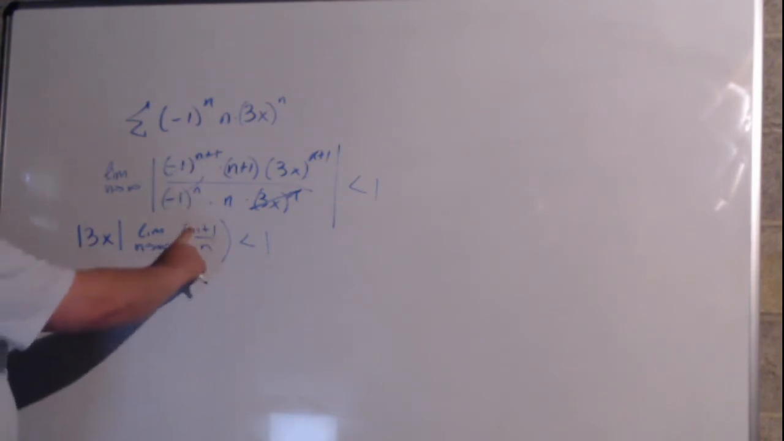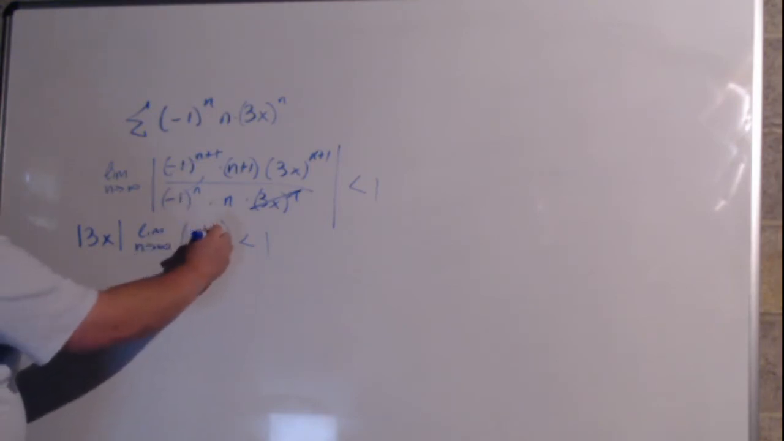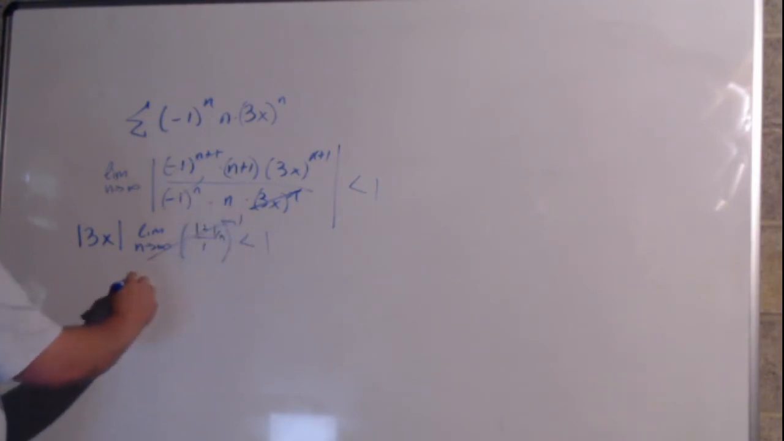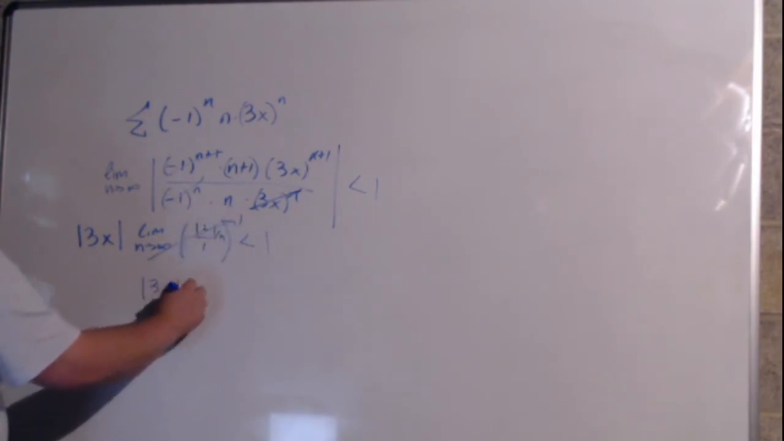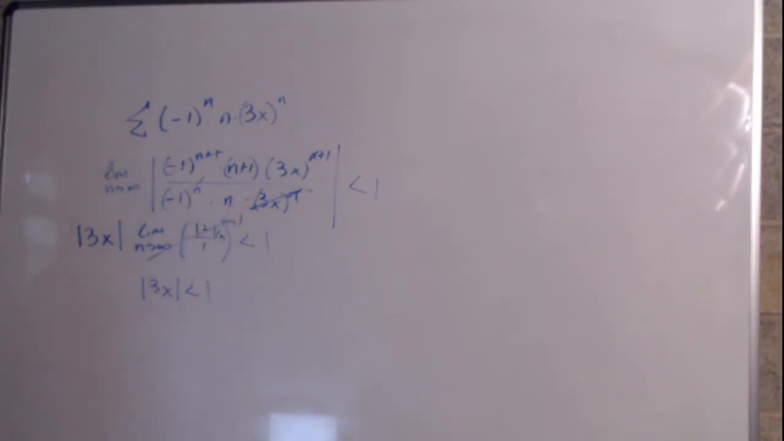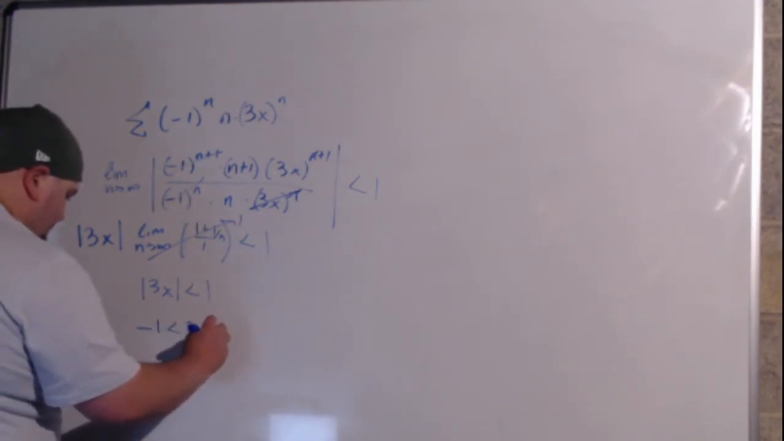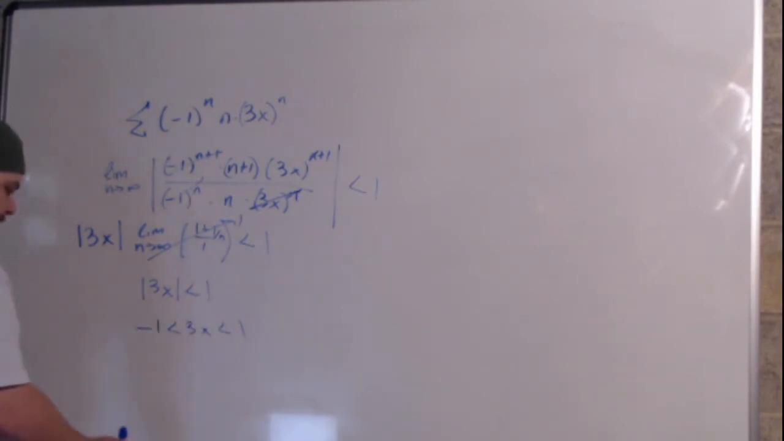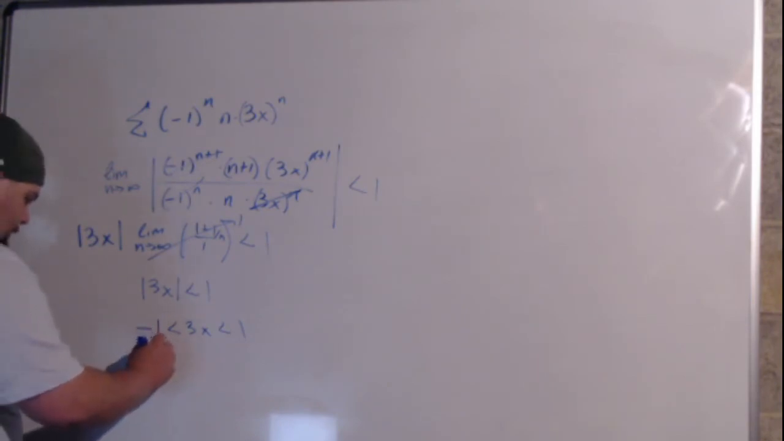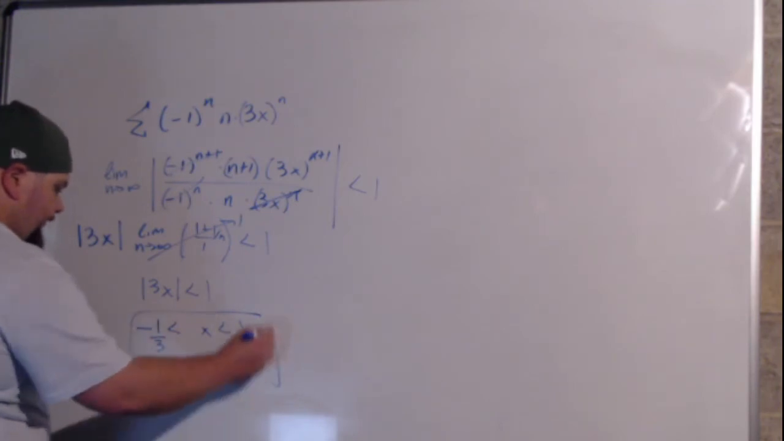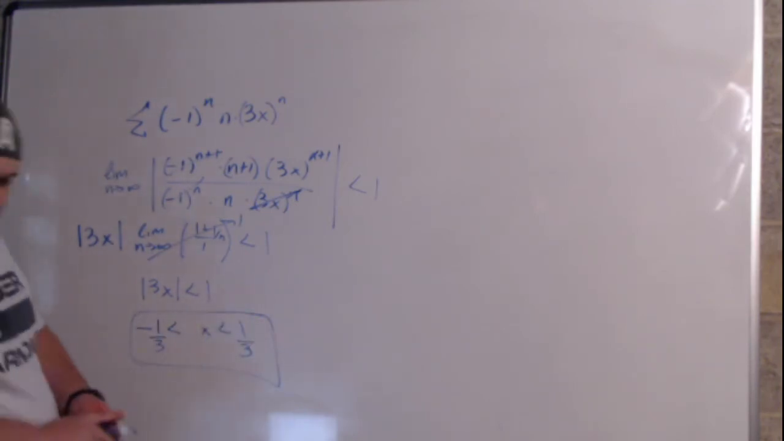Divide everything here by n. It pretty easily goes to 1. We have absolute of 3x less than 1. That means it must fall between negative 1 and 1. So negative 1 less than 3x less than 1. Divide it all by 3. That's your interval. You just got to test the endpoints.